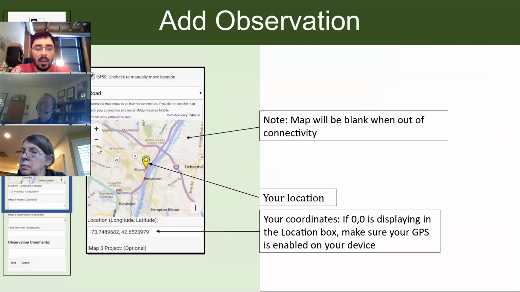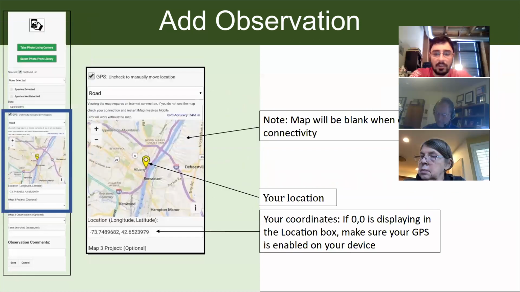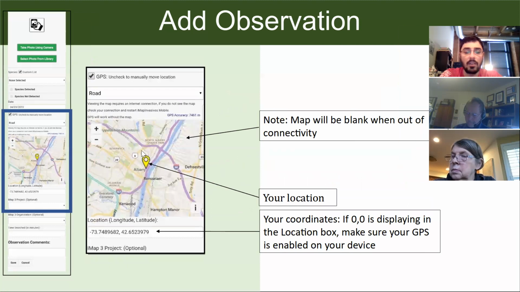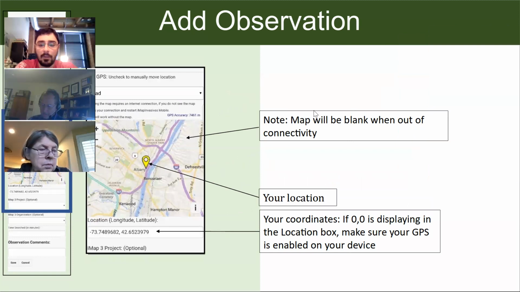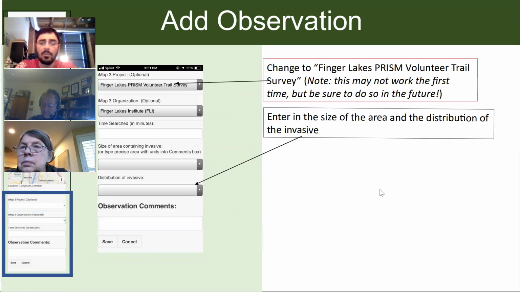Once you do that, you could pretty much ignore the rest of the stuff with the map. The map is just going to show where that point actually is. If you don't have any connectivity whatsoever, that map will blank out. It'll also include the lat-long points there too. You don't need to touch anything with that.